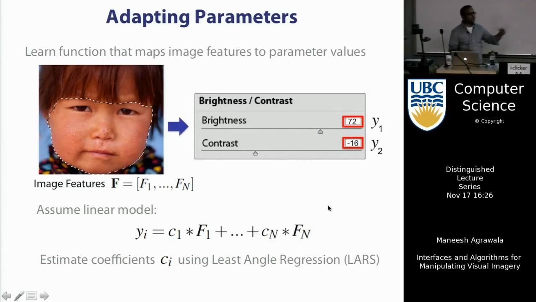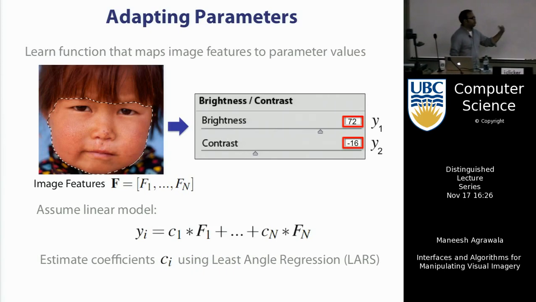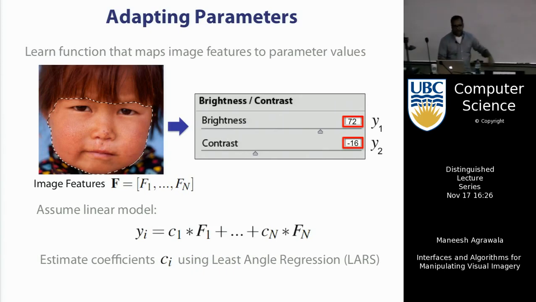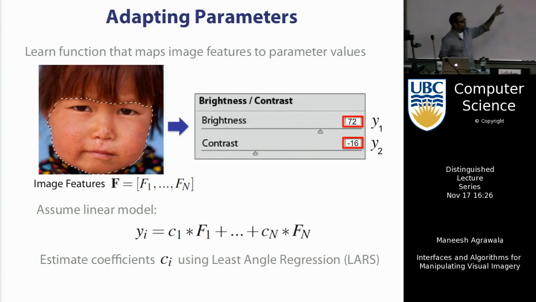And so we could use a number of techniques. Least squares would probably be the simplest approach. We found that in practice, this least angle regression produces better results. It produces sparser results. It forces many of the coefficients to be 0. And so it only uses the set of features that it really needs to use to learn this mapping.